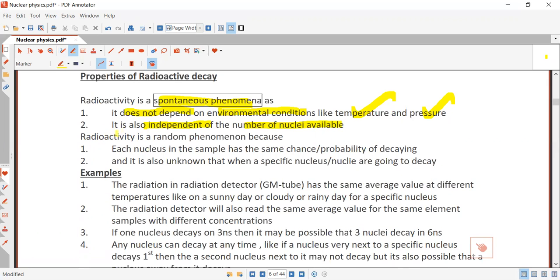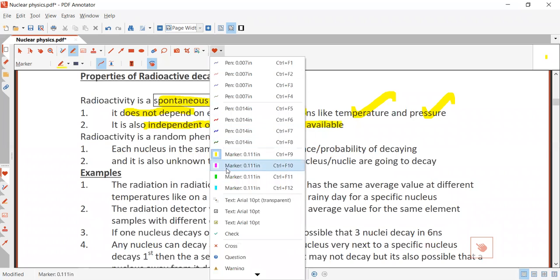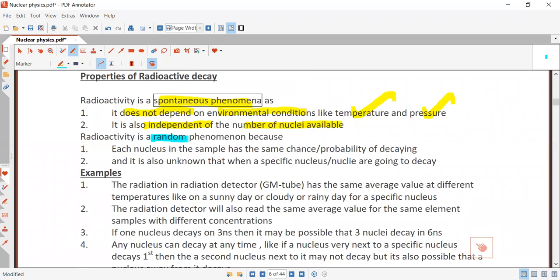And the second property of radioactive decay is randomness, right? Each nucleus in the sample has the same probability of decaying. We cannot say that the nuclei in the outer layer are more probable to decay and the lower ones are less probable. They are equally probable to decay, right? And it is also unknown when a specific nucleus is going to decay, right?